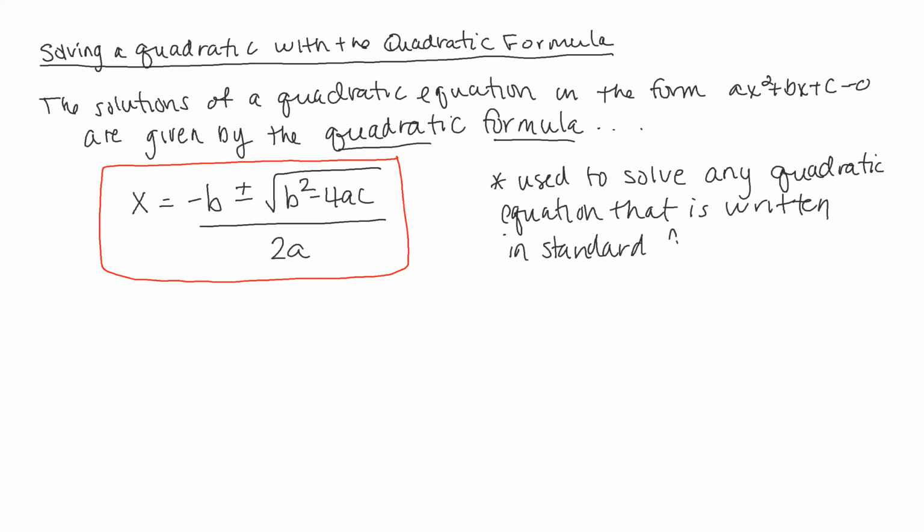So it really does have to be in standard form where you have the squared term, the linear term, the constant, and then that equal to 0, because in this formula where you see B, A, and C, that's assuming your quadratic is in standard form, okay? So let's look at an example.